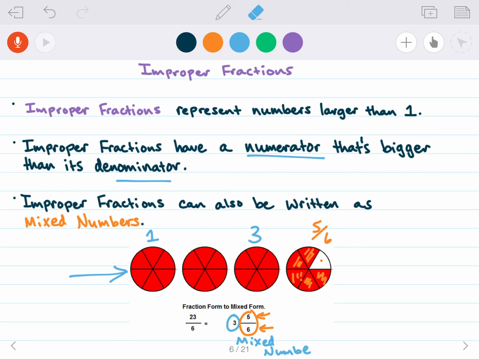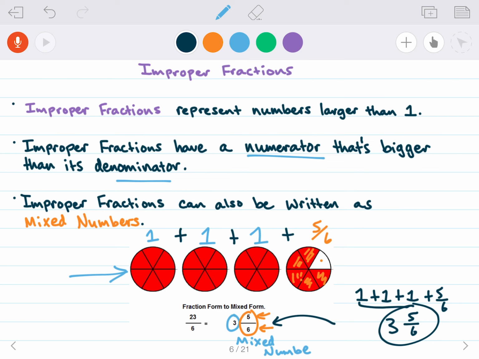So this part represents the 5/6. And actually, maybe I should have written it like this. This is a whole, this is a whole. And so when we add all of these up, 1 plus 1 plus 1 whole plus 5/6. Well, 1 plus 1 plus 1 is 3, and then we just put the 5/6 next to it. So that is our mixed number version here.